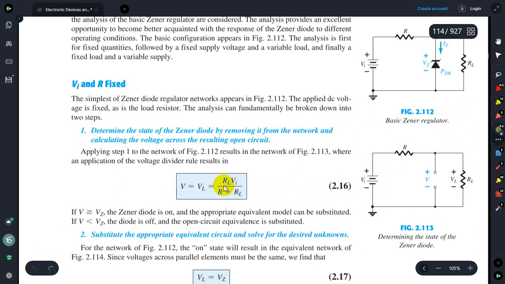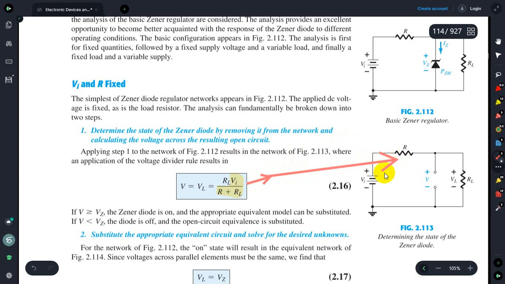You can write V equal to IR. Here, Vi divided by R plus RL is the total current I. This portion represents the current I, the total current that circulates across the load.